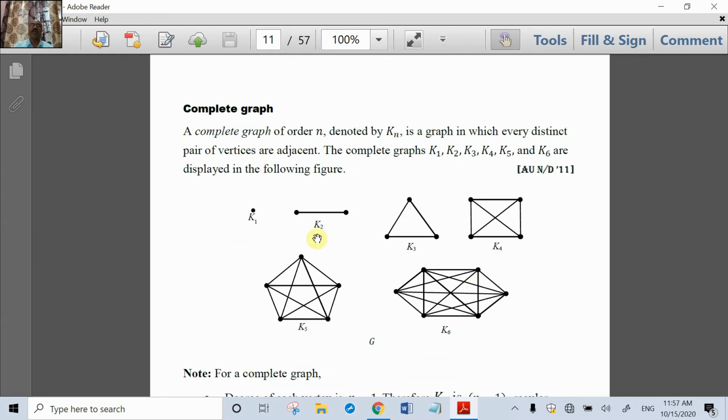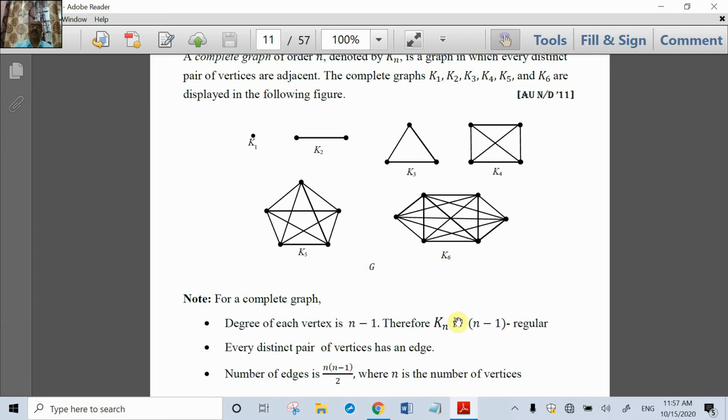Now complete graph. A graph is said to be complete if every pair of vertices has an edge, that is, any 2 vertices are adjacent, or degree of each vertex is n minus 1, where n is the number of vertices of G, and it is denoted by Kn. This is K1, 1 vertex, K2, 2 vertices, K3, complete graph with 3 vertices, complete graph with 4 vertices, 5 vertices, 6 vertices.